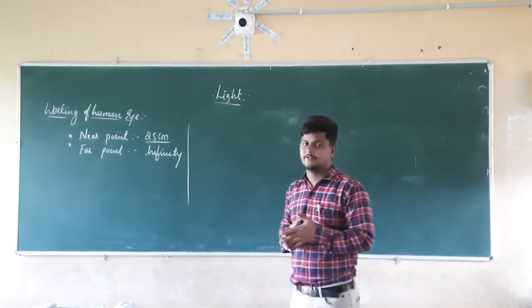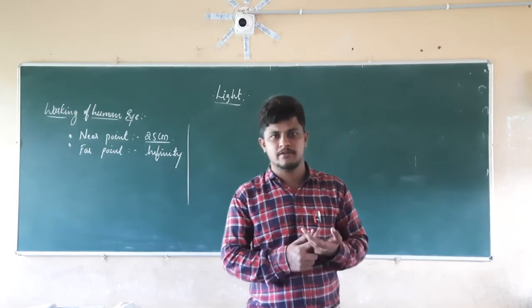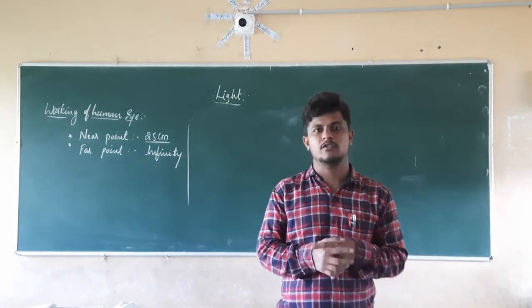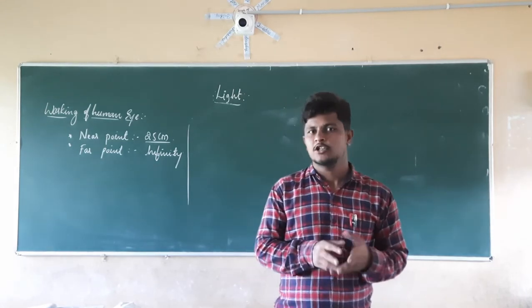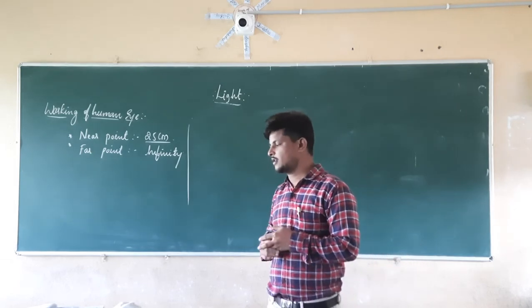So those are some defects. One is myopia, second is hypermetropia, third is presbyopia, fourth is cataract. So in the next class we are going to discuss further about the human eye.